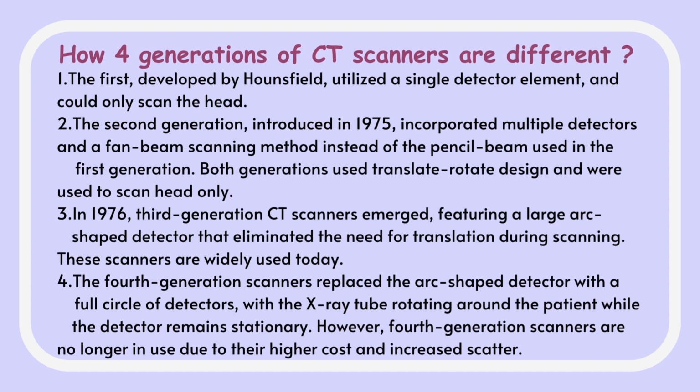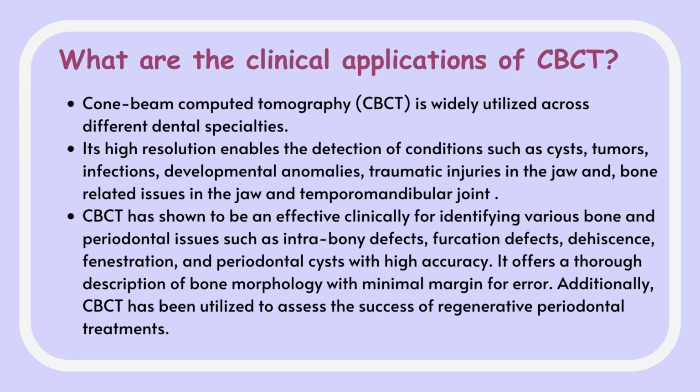head only. In 1976, third generation CT scanners emerged, featuring large arc-shaped detectors that eliminated the need for translation during scanning. These scanners are widely used today. The fourth generation scanners replaced the arc-shaped detector with a full circle of detectors, with the X-ray tube rotating around the patient while the detector remains stationary. However, fourth generation scanners are no longer in use due to their high cost and increased scatter radiation.